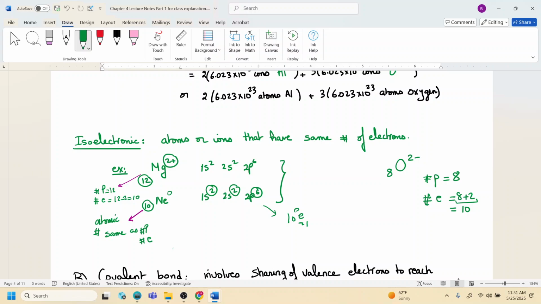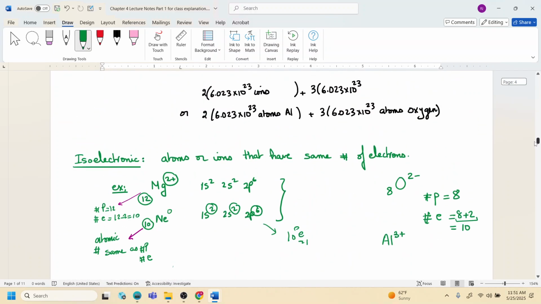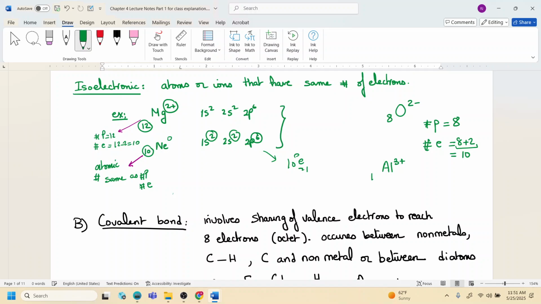So let's have another example, for example, aluminum. Aluminum 3 plus in there. So for aluminum, let's take a look. It's 13. This is its atomic number. So that is going to be 13. The number of protons for the aluminum is equal to 13. The number of electrons for the aluminum is equal to 13 minus a 3. See the difference in there? Not 2, minus a 3 in there. So it's going to be equal to 10 electrons.